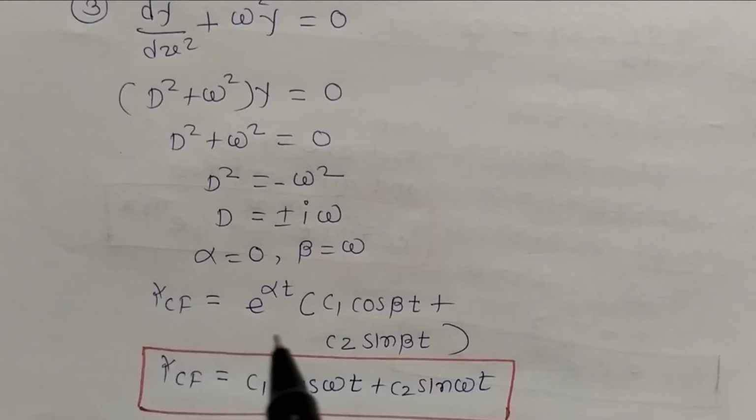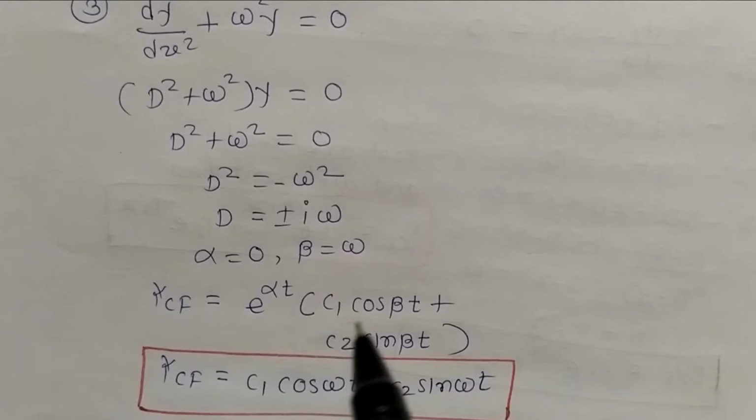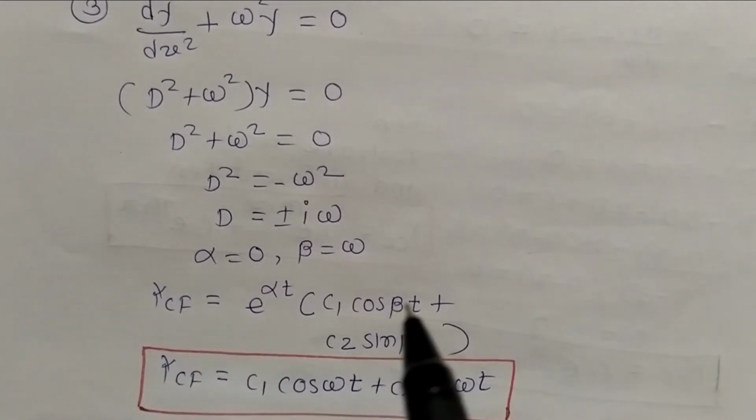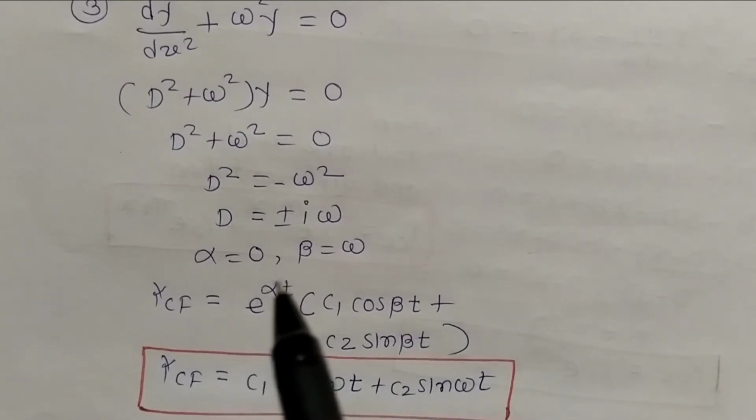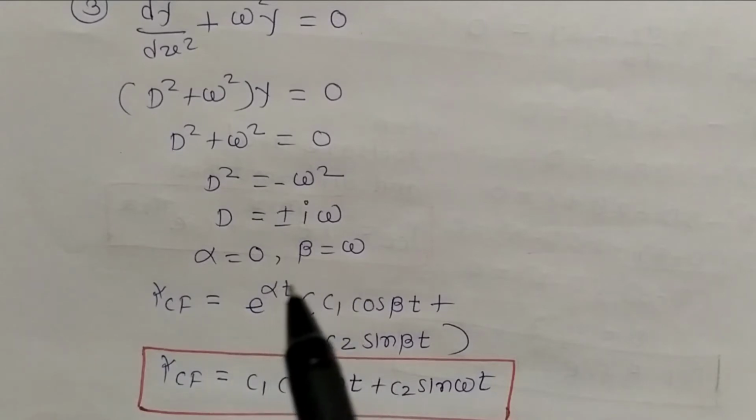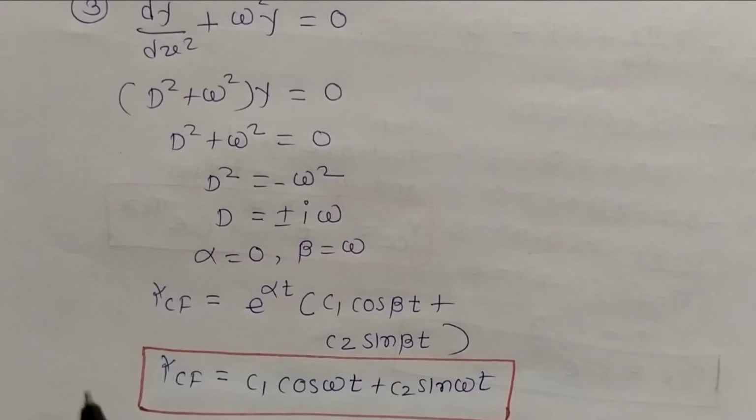Then the solution of the differential equation is e raised to alpha t c1 cos beta t plus c2 sin beta t. Here the solution of this equation is c1 cos, here beta is omega, t plus c2 sin omega t. Here e raised to alpha t, that is e raised to 0, is 1. So this is the solution of this differential equation.